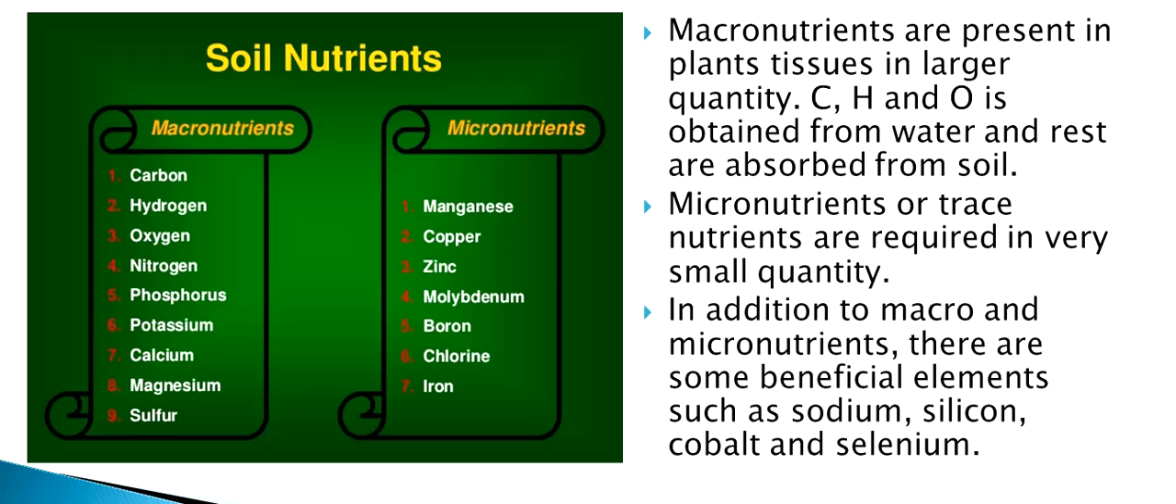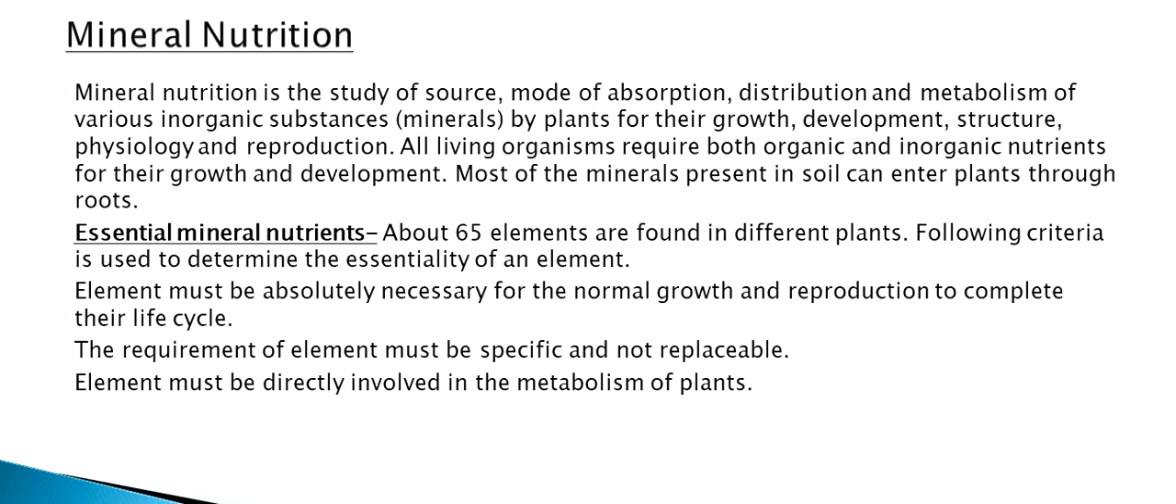Carbon, hydrogen, oxygen, nitrogen, phosphorus, potassium, calcium, magnesium and sulfur are macronutrients, and manganese, copper, zinc, boron, chlorine and iron are micronutrients. So this was it in the topic essential mineral nutrients in plants.